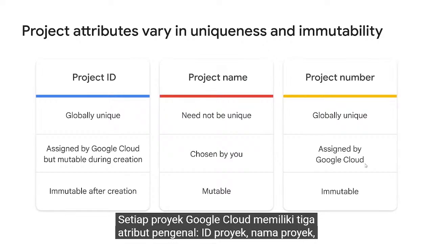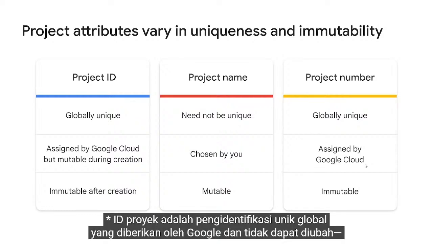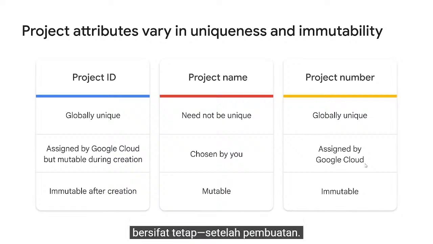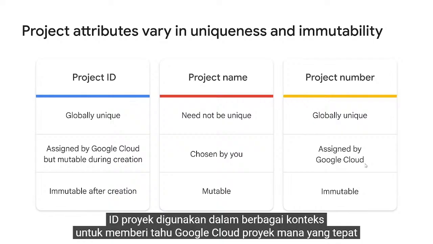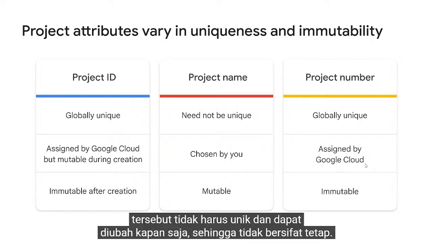Each Google Cloud project has 3 identifying attributes: a project ID, a project name, and a project number. The project ID is a globally unique identifier assigned by Google that cannot be changed after creation. It's immutable. Project IDs are used in different contexts to inform Google Cloud of the exact project to work with. The project names, however, are user-created. They don't have to be unique, and they can be changed at any time, so they are not immutable.